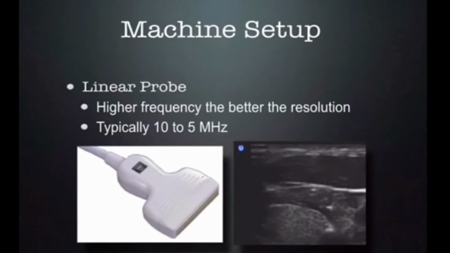To set up your machine correctly, you need to use a linear probe. Linear probes are high frequency and they give very detailed resolution. So they're the best resolution probe we have. They're typically from 10 to 5 megahertz or even up to 12 to 14 megahertz. The higher the megahertz, the better the picture. However, if you only have a 10 megahertz probe, this is quite adequate.